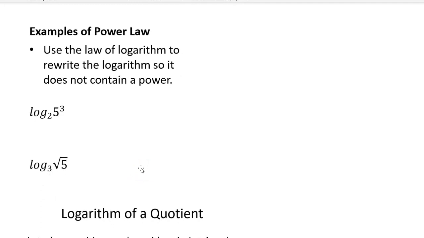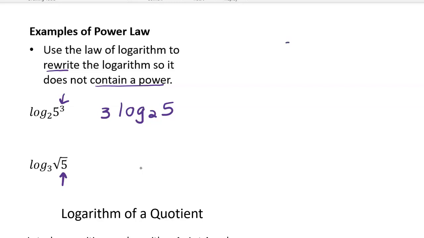If you see your example here, they're saying rewrite the logarithm so it does not contain a power. So it has a power now, but we can bring that down to the front of the logarithm. So this is 3 times the logarithm base 2 of 5, and then we're done. We have changed that to a logarithm that no longer contains a power. One of the things you've got to watch out for is when they give you a square root or maybe a cube root, and you need to remember that you can write square roots and cube roots as rational exponents.